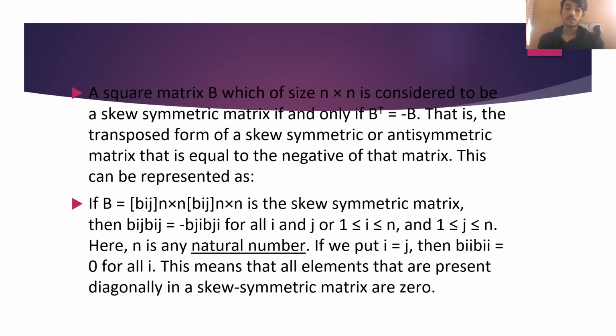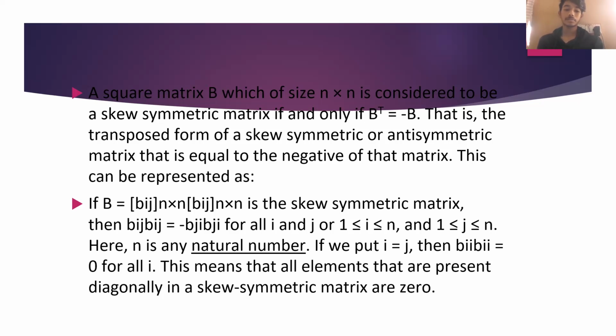A square matrix B of size n into n is considered to be a skew-symmetric matrix if and only if B transpose equals minus B. That is, the transposed form of a skew-symmetric matrix or antisymmetric matrix is equal to the negative of that matrix. This can be represented as: if B equals Vij, n into n, is a skew-symmetric matrix, then Vij equals minus Vji for all i and j, where 1 less than or equal to i less than or equal to n and 1 less than or equal to j less than or equal to n. Here n is any natural number.